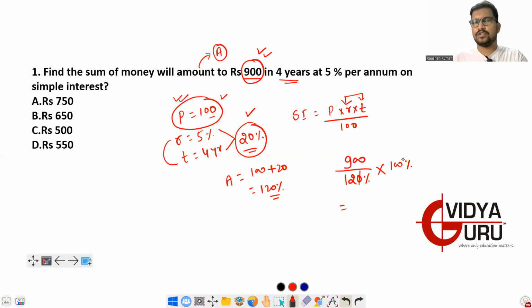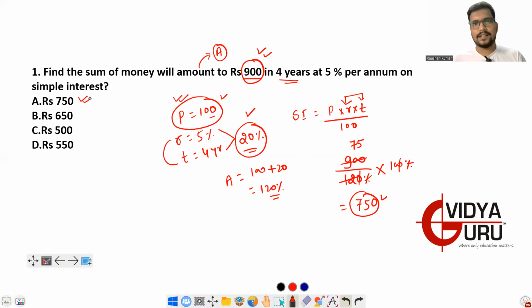If you solve it, the zeros and the percentage will cancel out, and then it is 12 into 75. 12 7s are 84, and then 6 and 0. So 12 5s are 60. So your rupees will be 750. That should be the value of P.